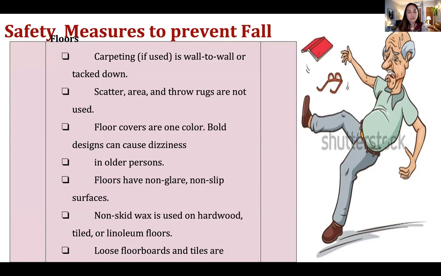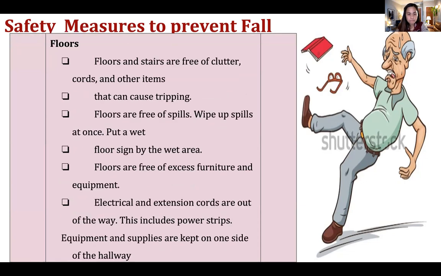Carpeting is wall-to-wall or top-down. It should be clean and scatter-free. There are no rugs because they can cause falls also. Floor covers are one color because bold colors might cause dizziness that can lead to a fall, especially to an older person. The floor should be free from clutter and spills.